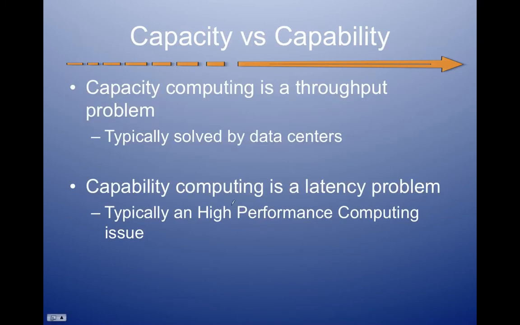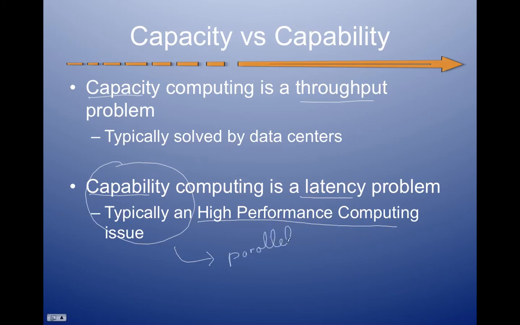Capacity versus capability. Capacity is a throughput problem. This is typically what you want to solve in a data center, doing a lot of searches, a lot of operations per second. Capability is a latency problem. You want a task to be done in a short amount of time. And this is the high performance computing problem. And parallel programming has to do with capability. This is where we stand in this course.